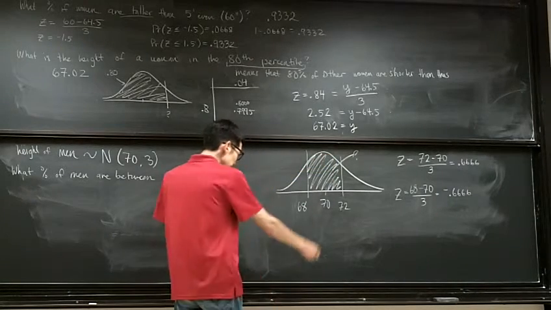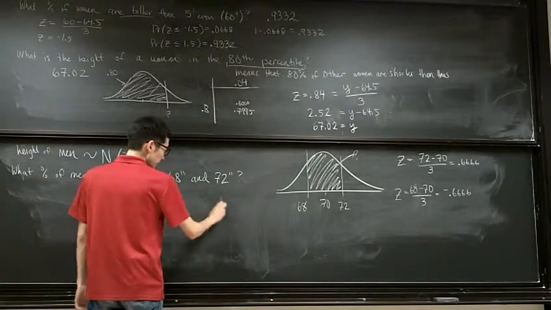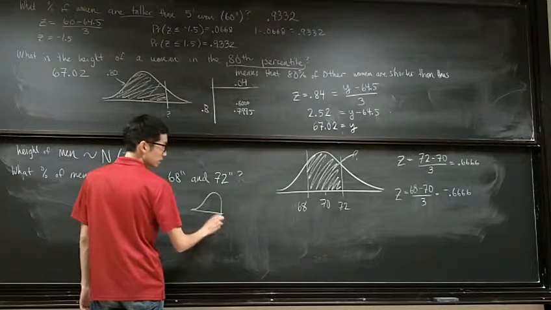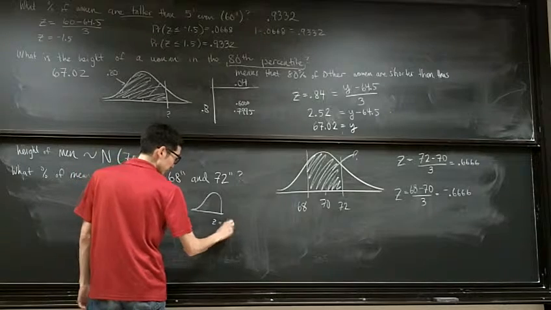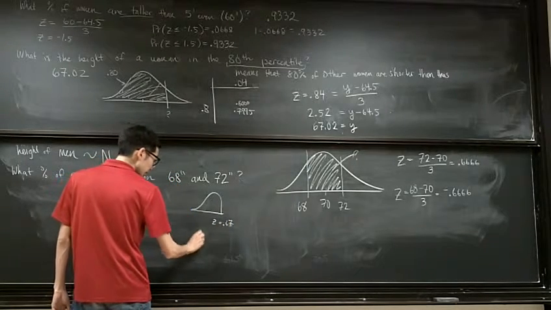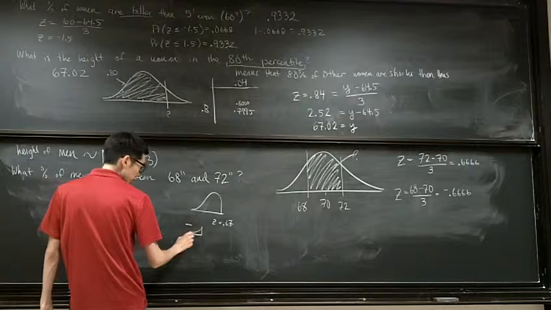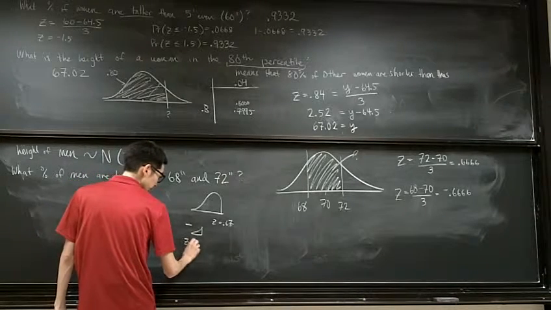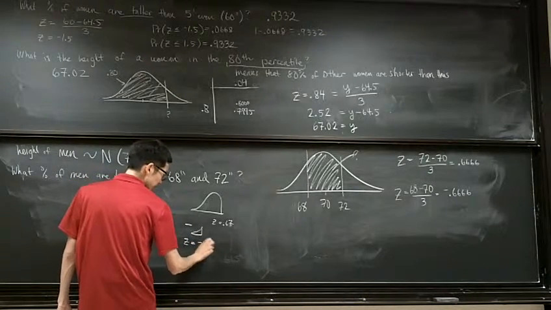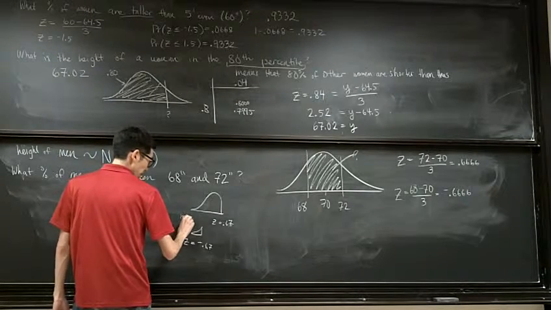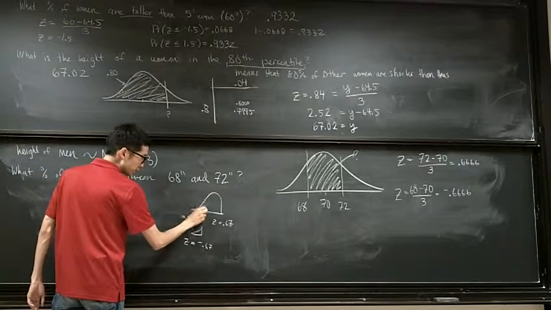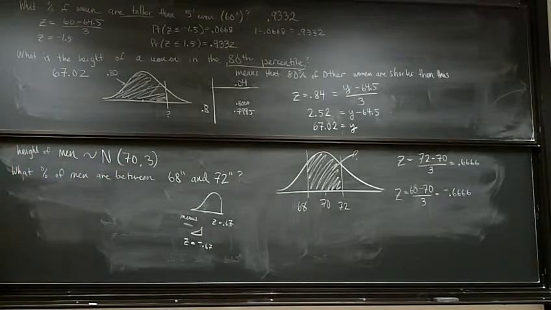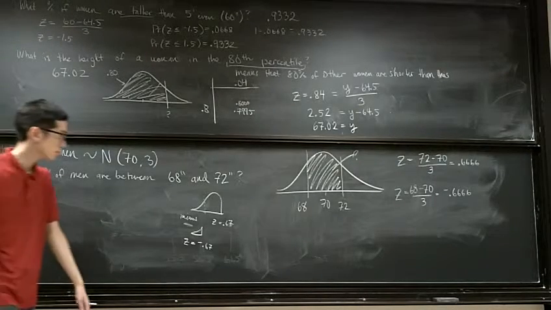Okay. Well, I would say that this middle piece can be found by taking the area to the left of z equal to positive 0.66, or 0.67 if I round, and then subtracting off the area to the left of negative 0.67. If I say this minus this, then what I will be left with is the part in the middle.